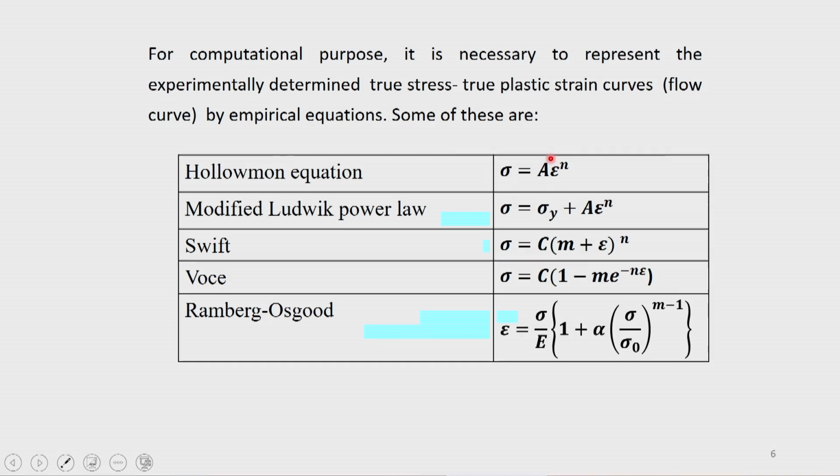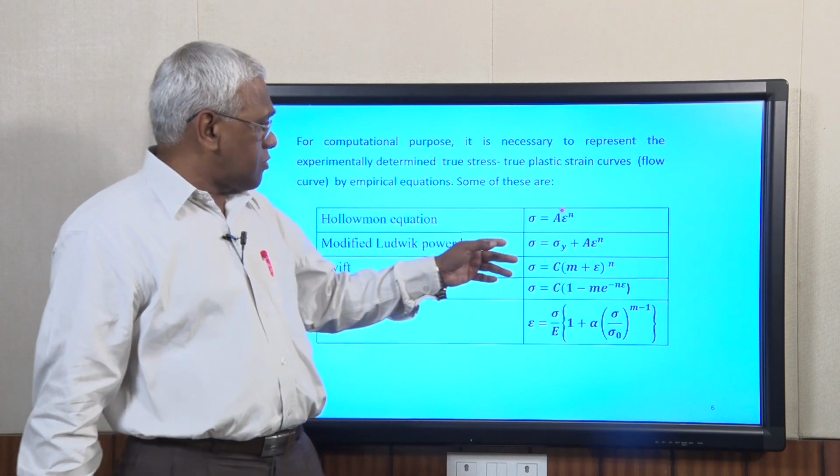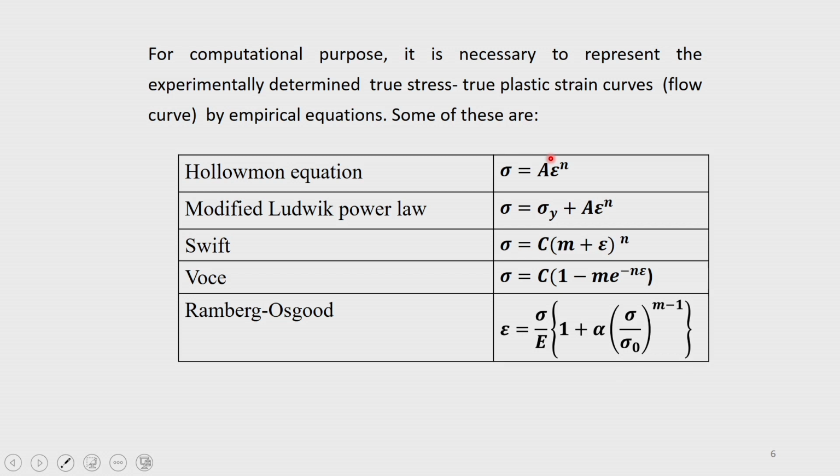Now, this was modified later by, say, Ludwig by the same power law. He introduced the term yield strength in the initial case, and the strain here refers to the plastic strain, not the total strain. So, this can be represented by this. Swift has another form of equation. So, that is sigma is equal to C into m plus epsilon.